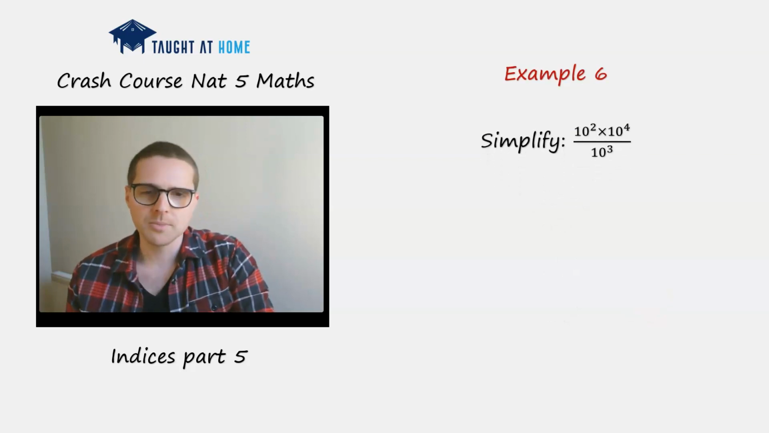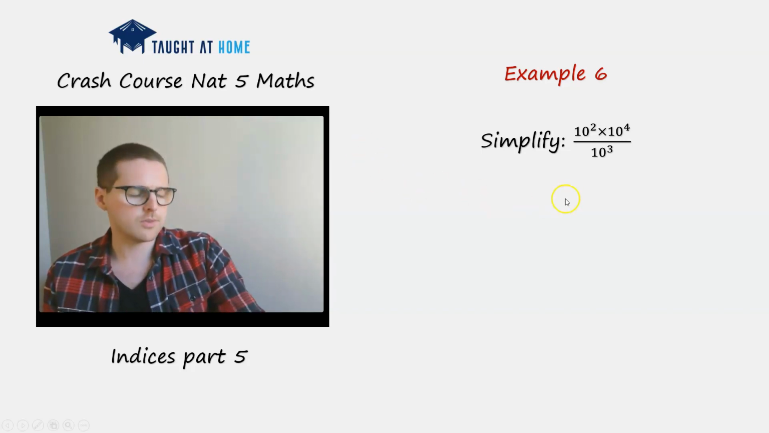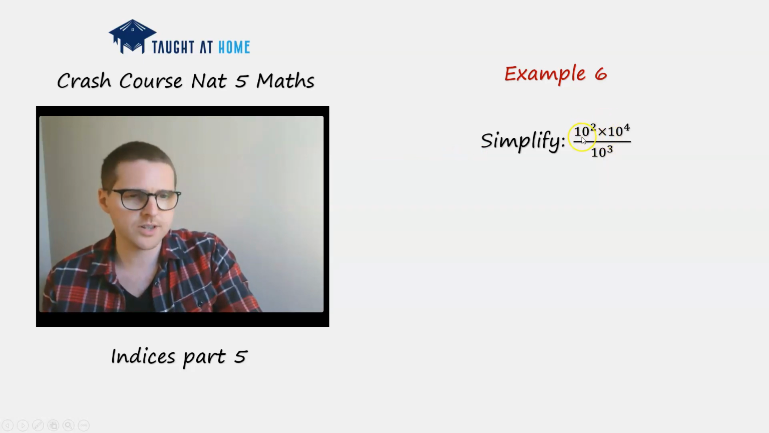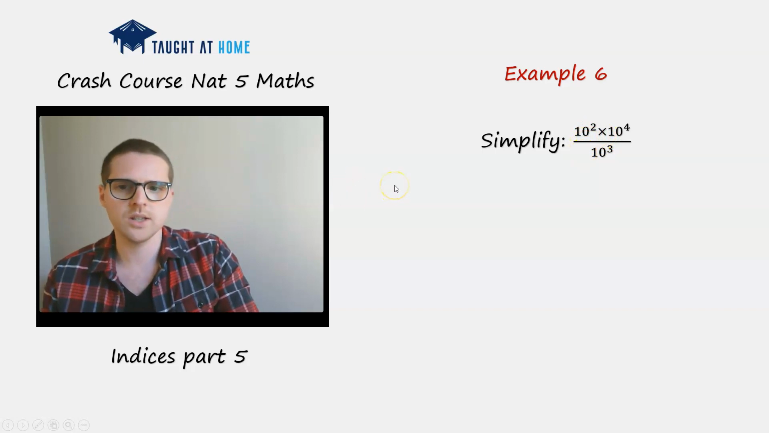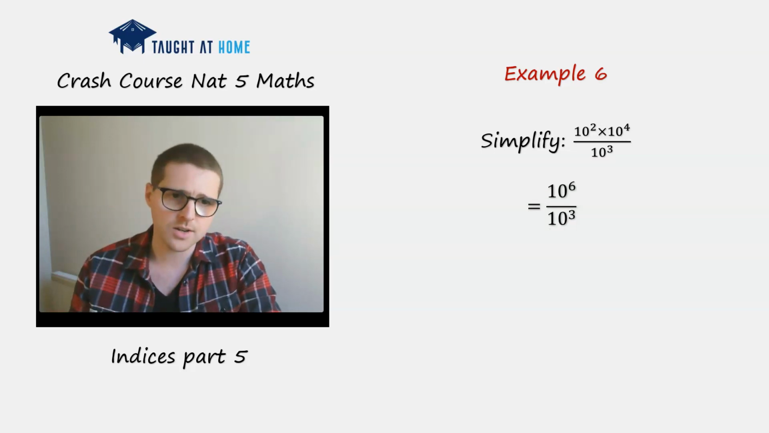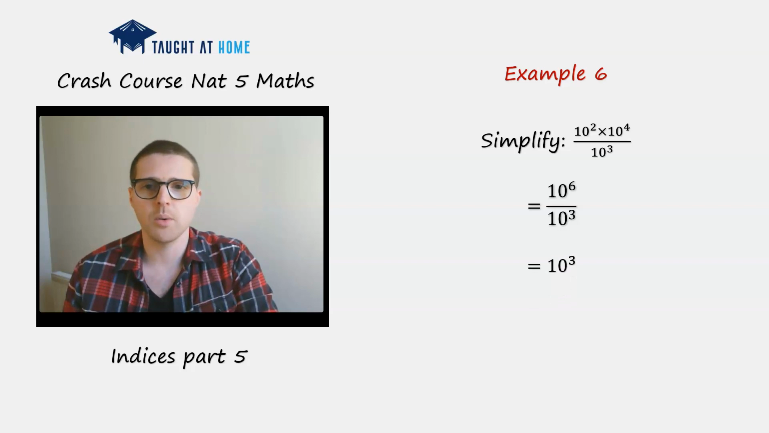Okay, a similar example to the last one. We've got 10 squared times 10 to the power of 4, all divided by 10 cubed. We're going to use two laws here. We're first of all going to use the first law for the numerator, and then use the second law to divide the numerator and the denominator. So 10 squared times 10 to the power of 4 is 10 to the power of 6. So that'll be 10 to the power of 6 divided by 10 to the power of 3. It's going to be the second law of indices this time, and we're going to be left with 10 to the power of 6 minus 3, which is 10 to the power of 3.